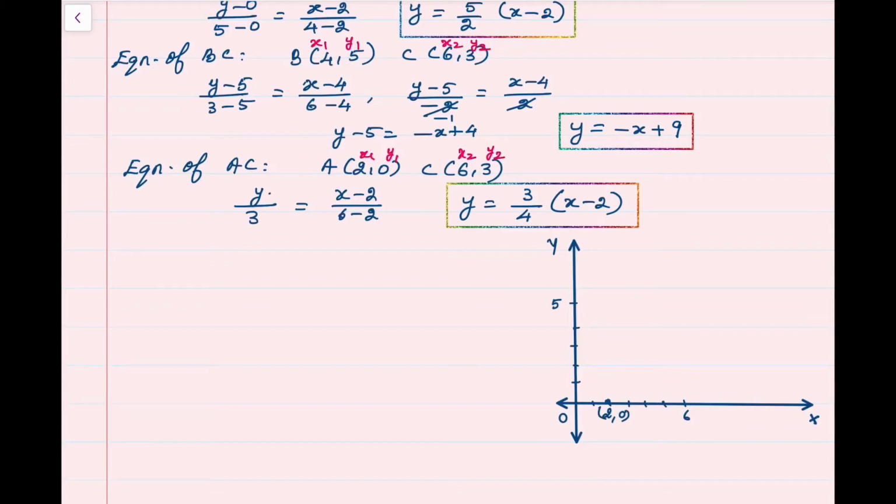The vertex A is (2, 0), B is (4, 5) and C is (6, 3). Join these three vertices. AB equation is y = 5/2 (x - 2), BC equation is y = 9 - x, and AC equation is y = 3/4 (x - 2).